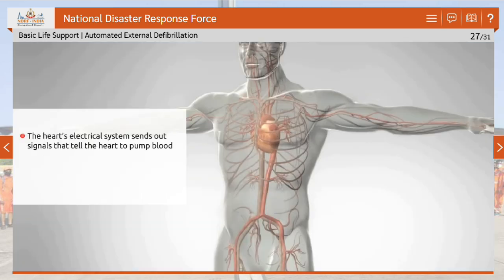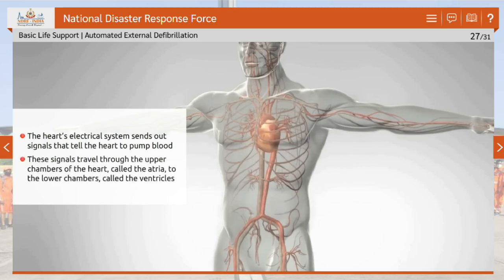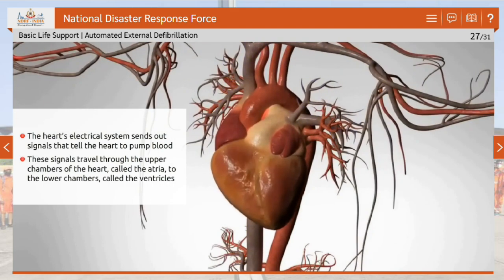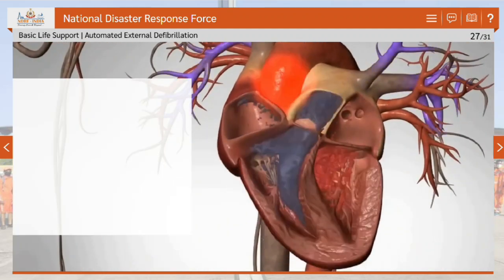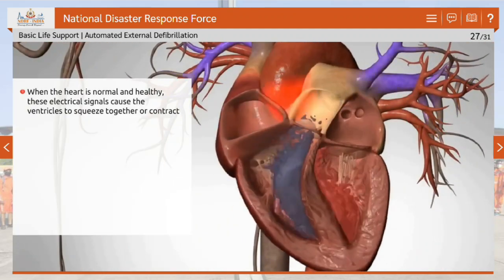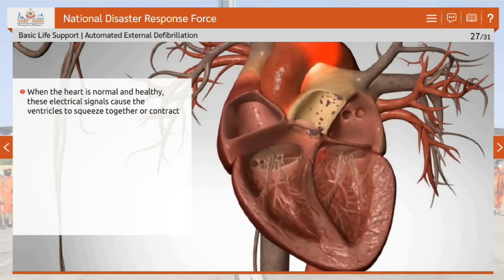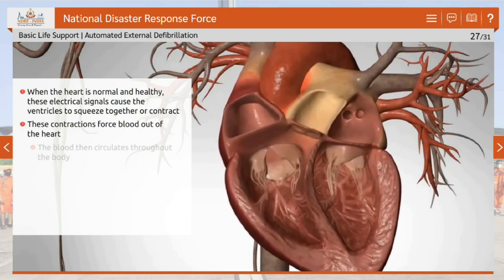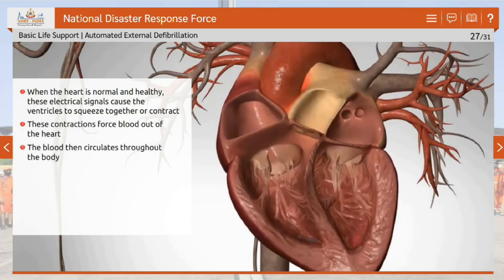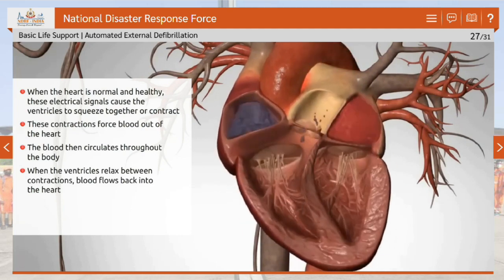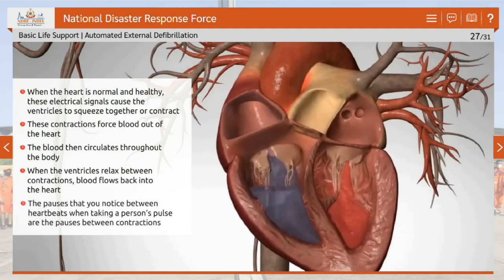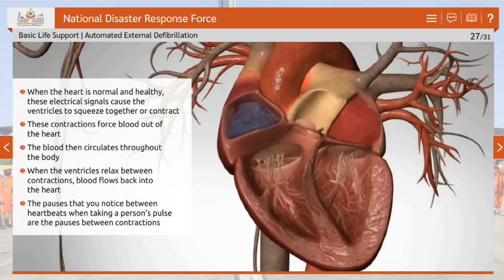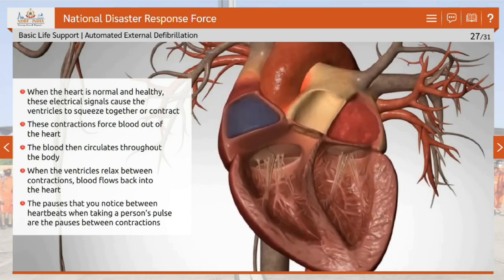The heart's electrical system sends out signals that tell the heart to pump blood. These signals travel through the upper chambers of the heart, called the atria, to the lower chambers, called the ventricles. When the heart is normal and healthy, these electrical signals cause the ventricles to squeeze together or contract. These contractions force blood out of the heart. The blood then circulates throughout the body. When the ventricles relax between contractions, blood flows back into the heart. The pauses that you notice between heartbeats when taking a person's pulse are the pauses between contractions.